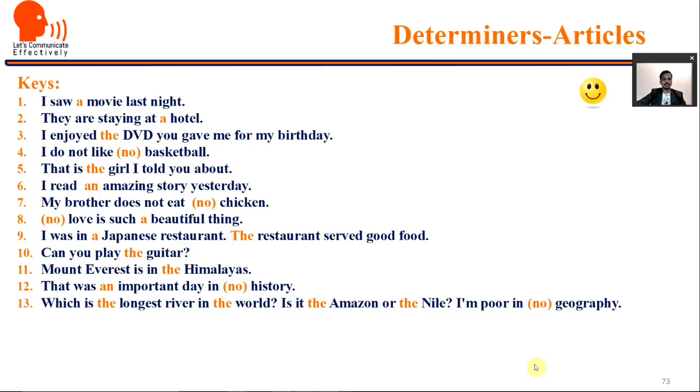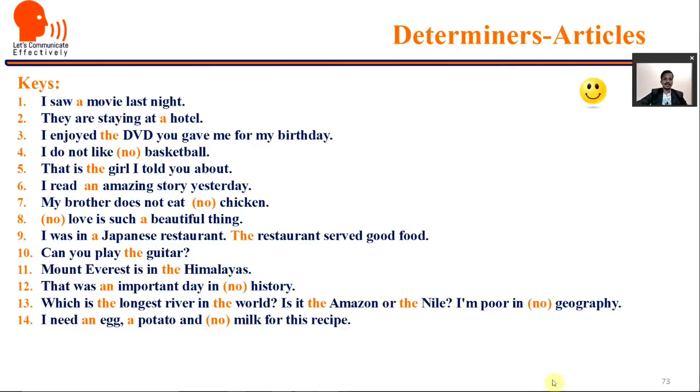Which is the longest river in the world? Is it the Amazon or the Nile? I am poor in geography. Everywhere the is used because we are talking about the specific one, like which is the longest river in the world, the Amazon or the Nile.